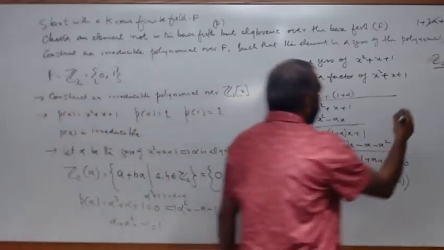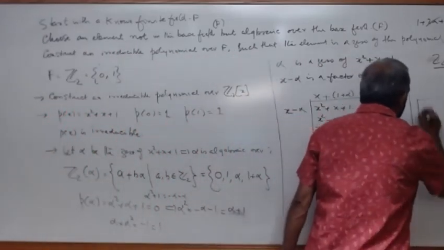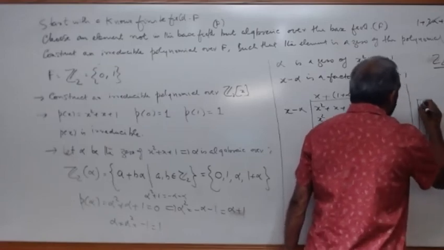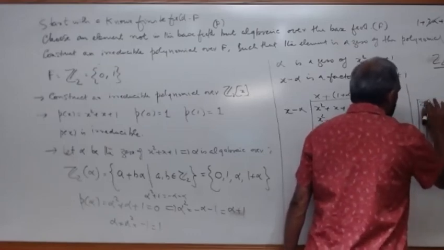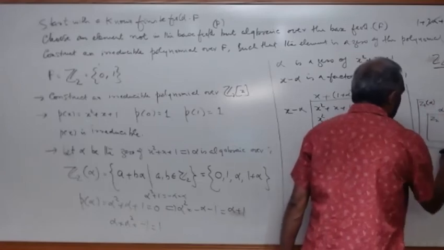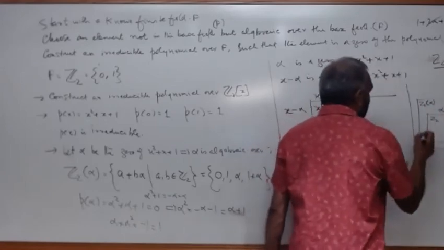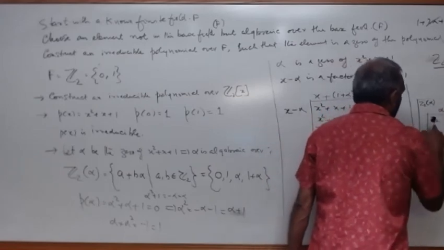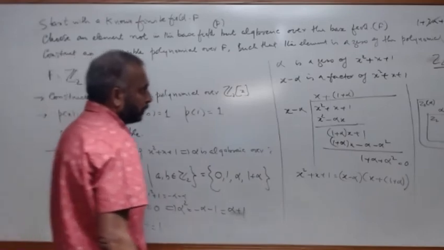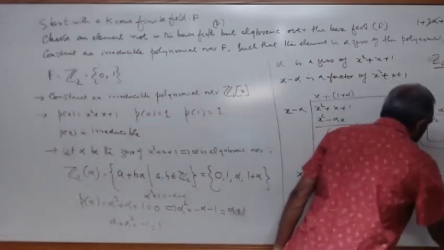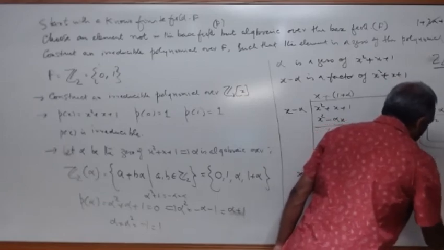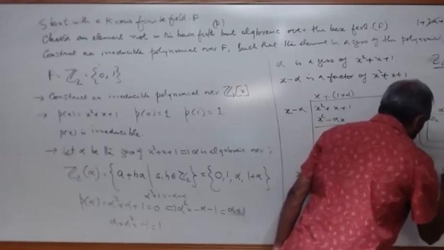So the picture is going to be like this. Here it is Z2, this is Z2 of alpha. Alpha is somewhere here. So this is the smallest field containing Z2 and alpha, just like Q root 2 and Q and root 2.